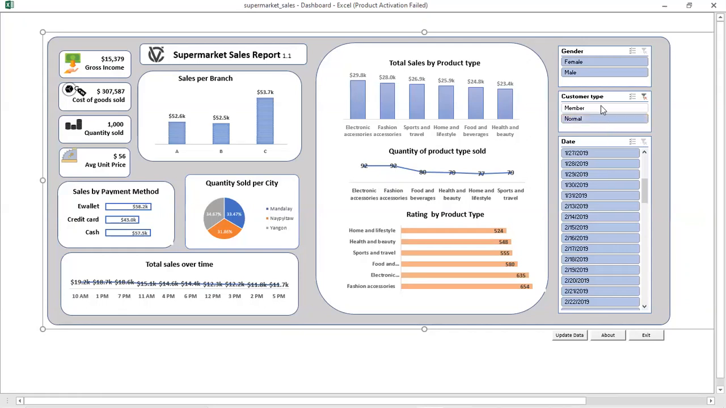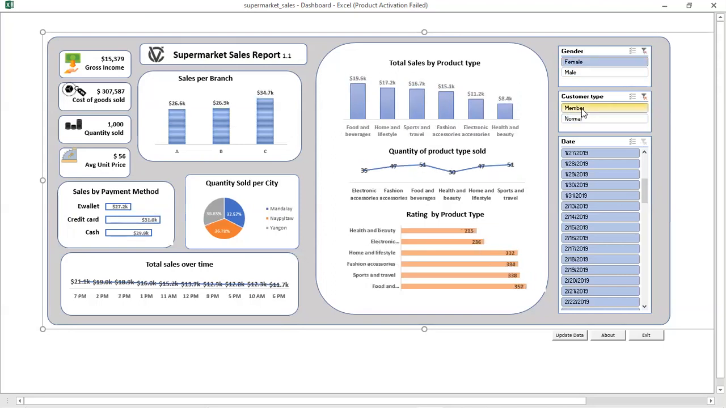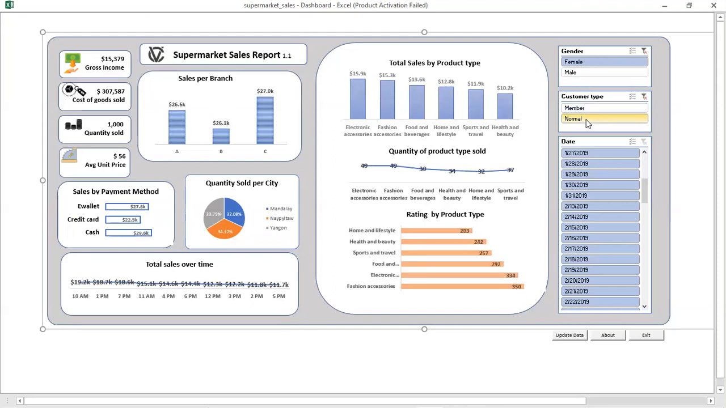Then we can now play around with this as we wish. So we can choose female and member, and that's going to give us something different. We can choose female and normal, and that's going to give us something very different.